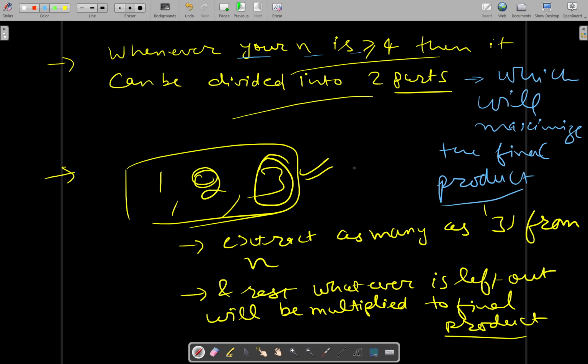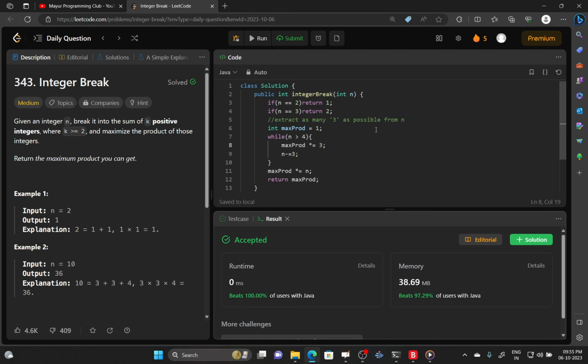And so out of these three numbers, which are lesser than 4, obviously, we will take as many 3's as are possible, and then we will multiply whatever is left out of your n to the final product. So that's the logic and the approach, and the solution will be available in 3 languages: C++, Python and Java.